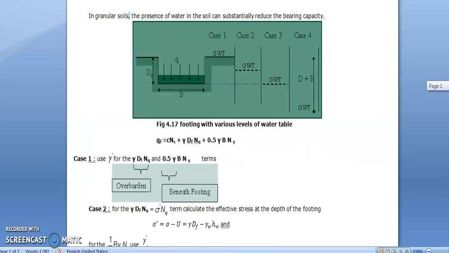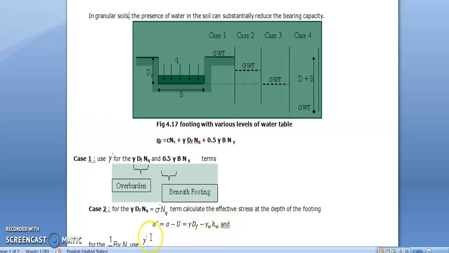Now case 2 is when the water table is below the ground surface but above the foundation level. So now over here we are going to introduce the concept of effective stress. What is changing here? The overburden conditions are changing. What about the soil which is below the footing, below the foundation level? It's going to be submerged. So what is going to be the third term? The third term is going to be gamma dash. That is very clear. Now how are we going to tackle this partly submerged and partly non-submerged soil?